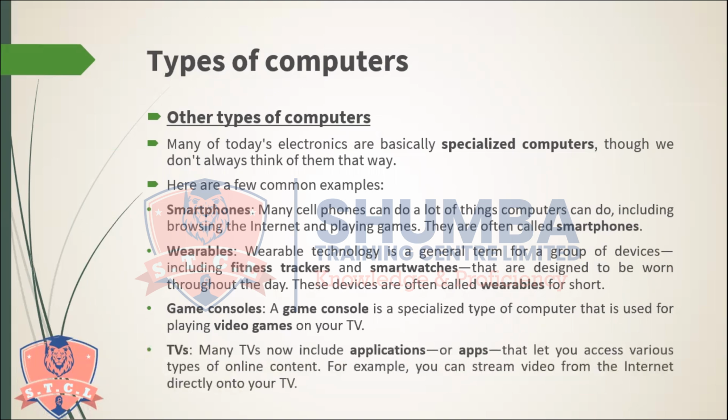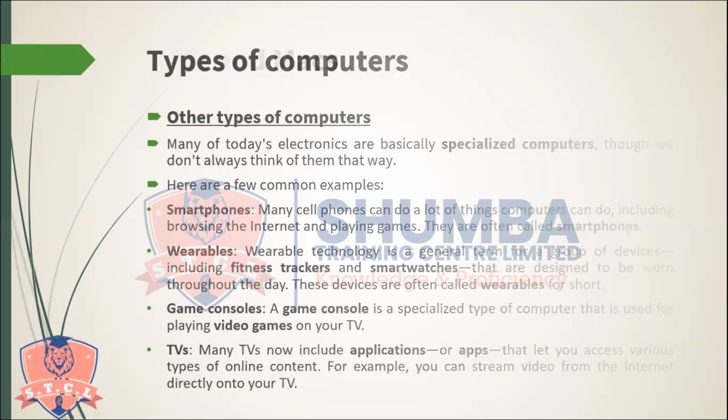The other type of computer we have is TV. Many TVs now include applications or apps that can allow you to access various types of online content. For example, you can stream videos from the internet directly onto your TV. Such kind of TVs are known as smart TVs. Okay, so those are different types of computers.